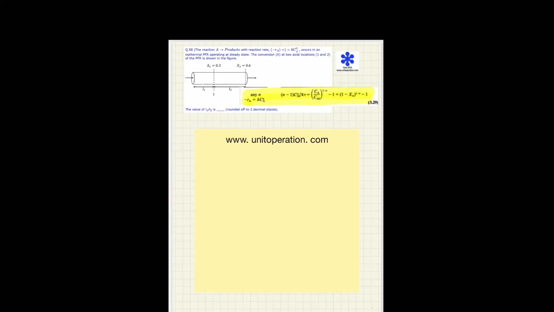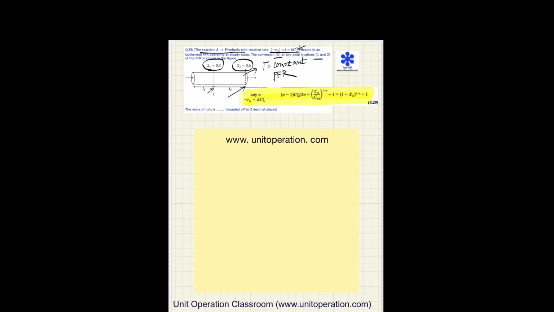1058. The reaction rate, this is a third order reaction, is happening in an isothermal plug flow reactor. Isothermal means temperature is constant. The conversion X at two locations, 1 and 2: at L1, the value of X1 is 0.3 and at L2, X2 is 0.6. So we have to find out the ratio of L1 over L2.